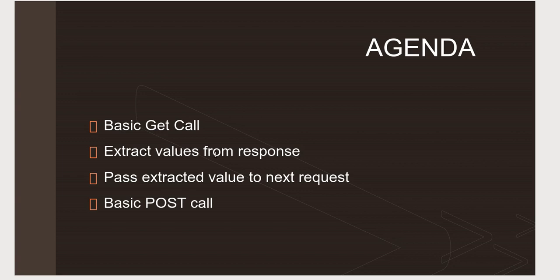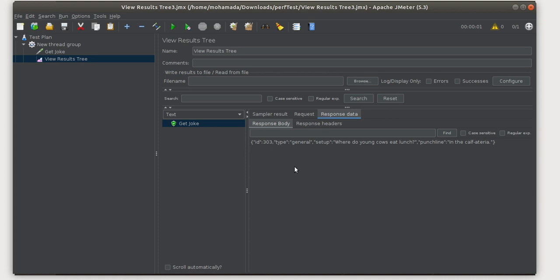So what does extracting values from response mean? Let's see the response. This has an ID and the type. So let's say we want to extract the value of this ID, 303, and send it to another request. So that is what I am going to perform now. Let's try to extract this value and send it to the next request.